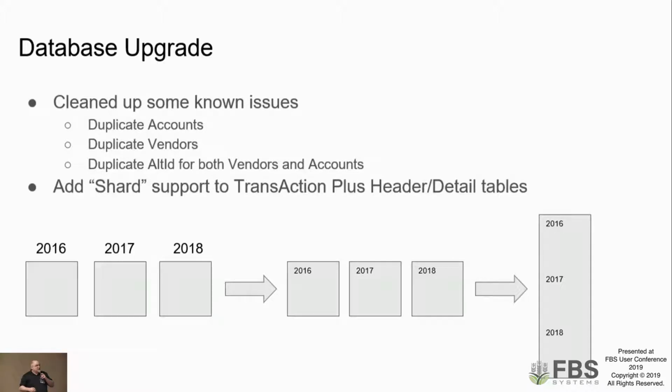We also did a database upgrade in 11.3. There we tried to address some issues. We know we had some duplicate accounts. We had duplicate vendors. We had duplicate alt IDs in both vendors and accounts. And the upgrade went through and fixed that without really asking anyone to do anything.